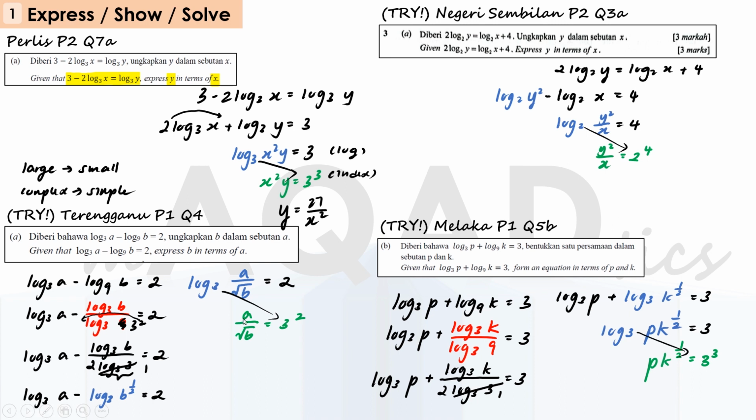Right? So now according to the question respectively, you can see that here express b in terms of a, so everything which is not b to the right. Negeri Sembilan is everything which is not y to the right side. And for the Melaka question here, it doesn't say anything, it just says in terms of p and k, so we can remain it this way.